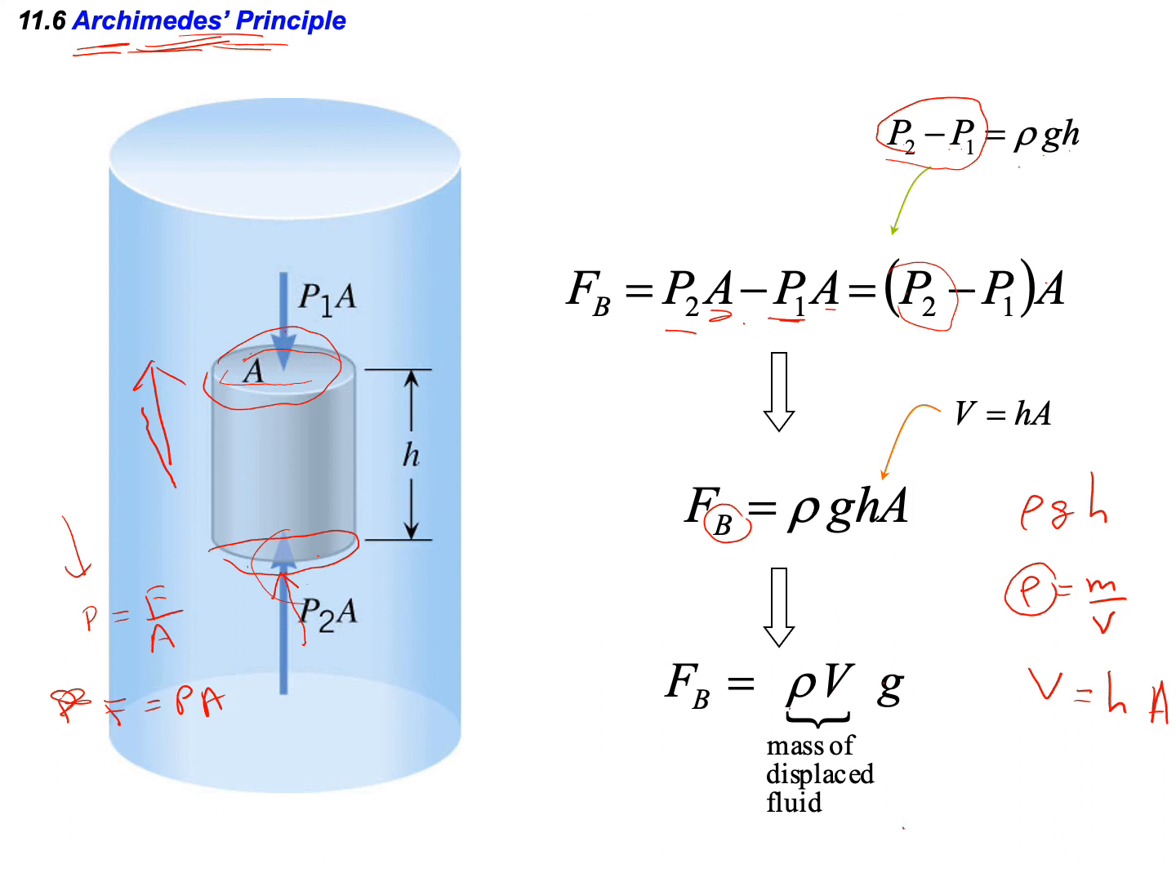So rho times V is mass, so Fb is mg. We know mass times gravity is what we call weight. B means buoyancy. The buoyancy force, the force acting on the body, is equal to the mass of the object times gravity.